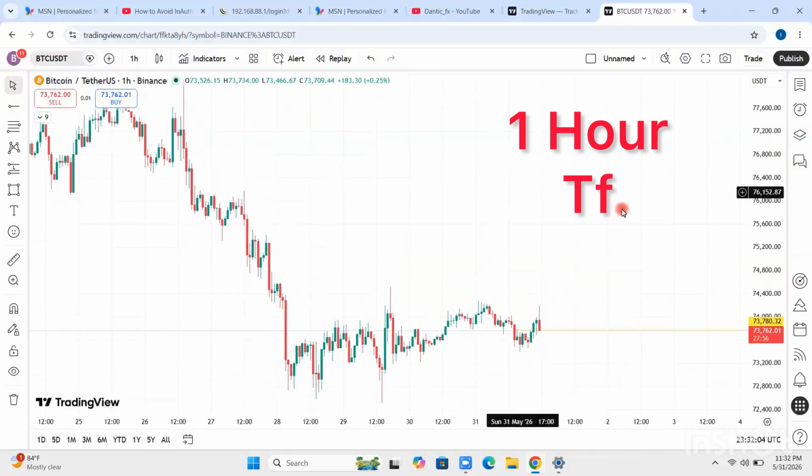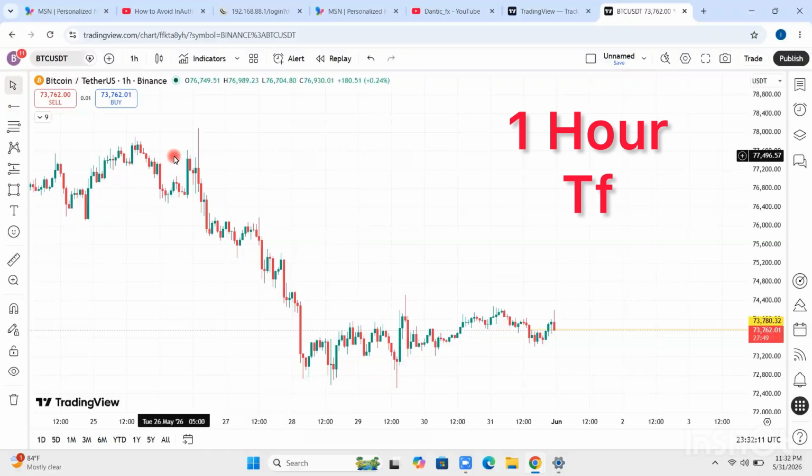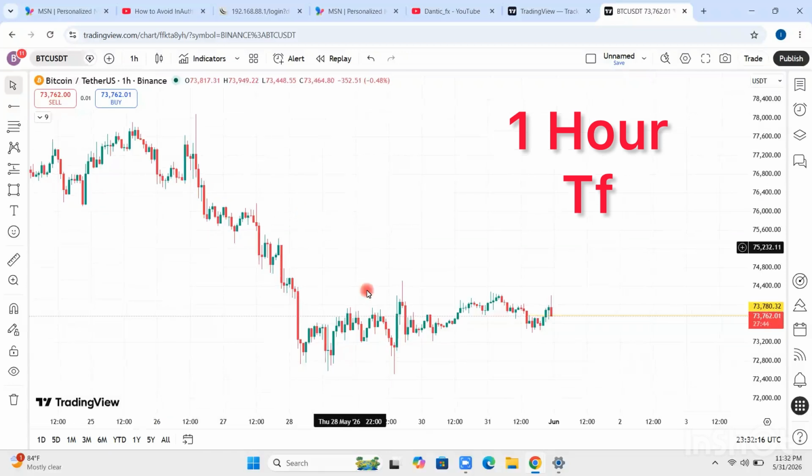I told you guys that I will be giving you updates about BTC in 1 hour time frame, and as you can see, there's still consolidation around this place. But let's mark out some FVGs and some IFVGs. We'll mark out some support and resistance zones. Then we will see the direction of BTC in 1 hour time frame.